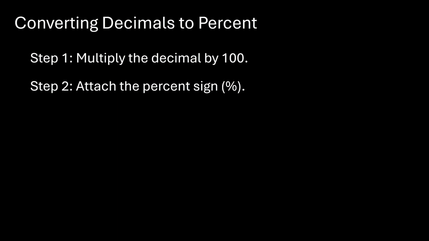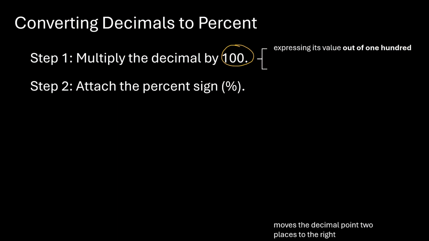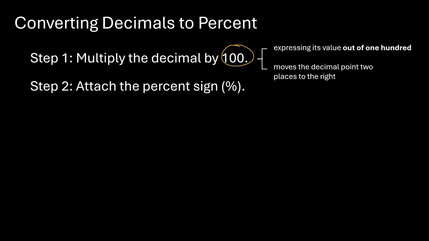You might be wondering, why do we multiply by 100? Remember, percent means out of 100. When we multiply a decimal by 100, we are expressing its value out of 100, which is exactly what a percentage represents. Another way to think about it is this. Multiplying by 100 moves the decimal point 2 places to the right. So moving the decimal point 2 places to the right is simply a shortcut for multiplying by 100.